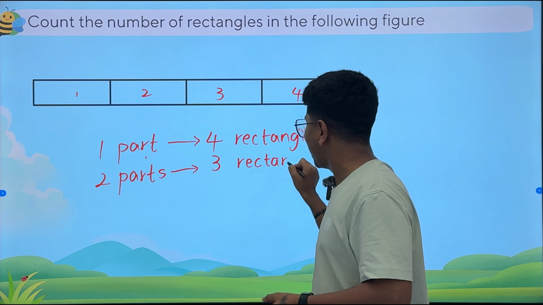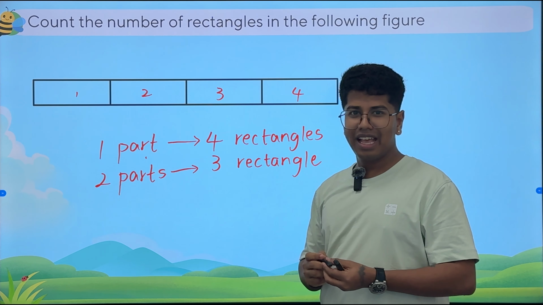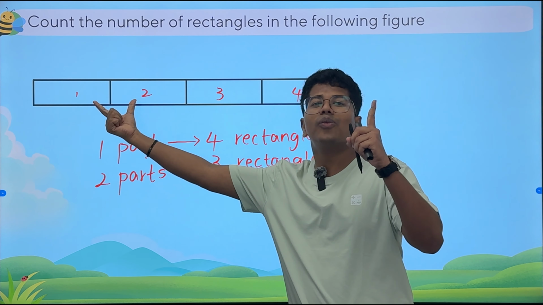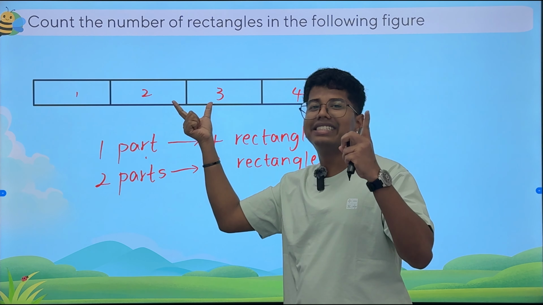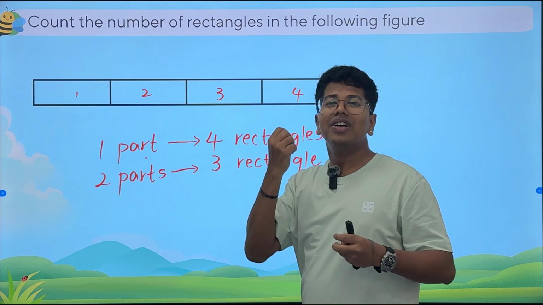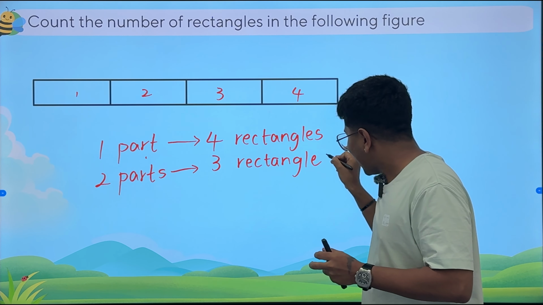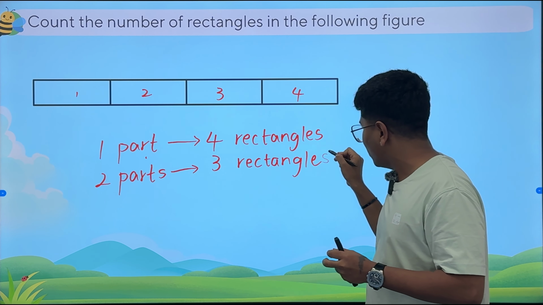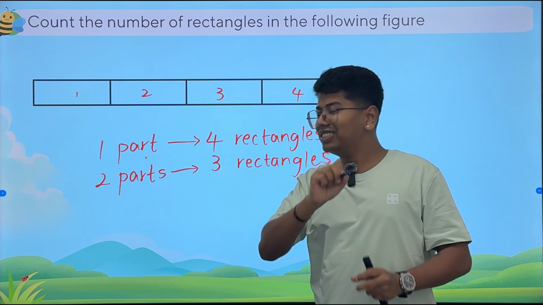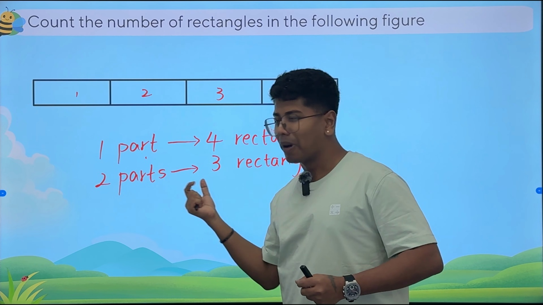Now we can cross check our answer also. Like 1 and 2 I can combine, 1 rectangle. 2, 3, second rectangle. 3, 4, third rectangle. So that is the reason why it is 3 rectangles. Oh wow. So now one part I have calculated, 2 parts I have calculated.